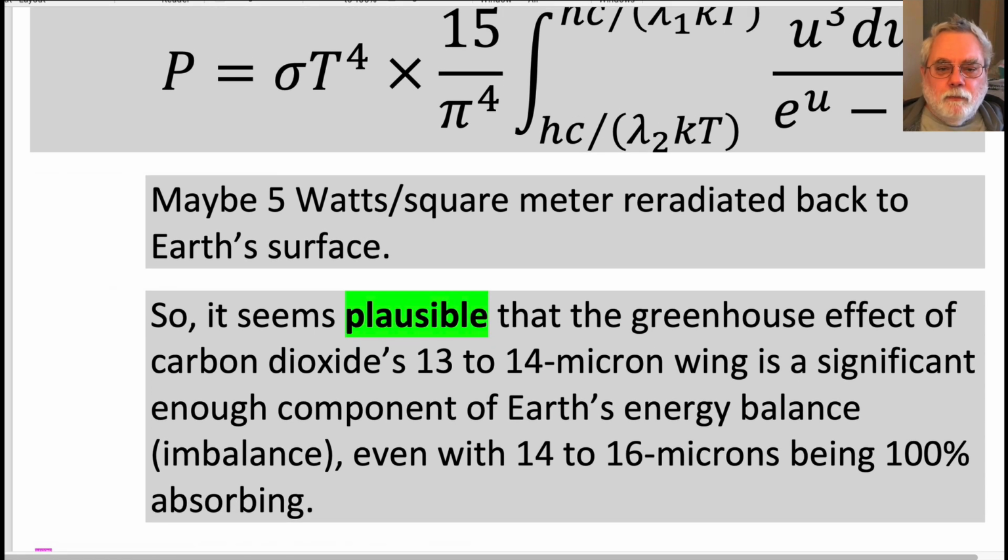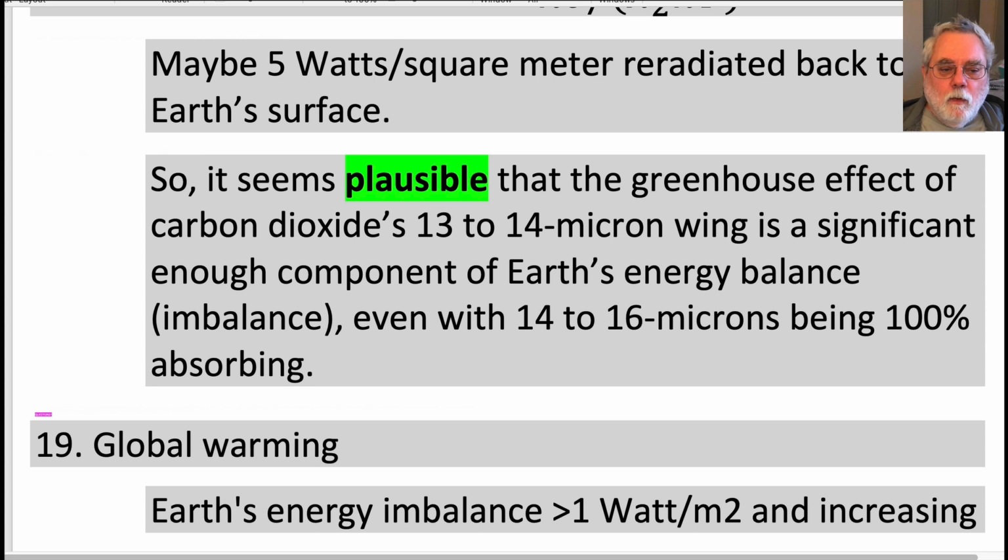So it seems plausible that the greenhouse effect of carbon dioxide's 13 to 14 micron wing is a significant enough component of Earth's energy balance or imbalance, even with 14 to 16 microns being 100% absorbing. This does not say the impact of additional carbon dioxide in the atmosphere, but we will cover that in the ModTran section. Section 19, Global Warming.